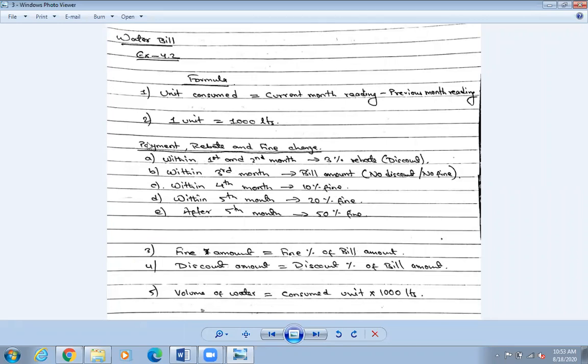Last time in the electricity bill also we have learned some of the terms like rebate. Rebate भने के हो? Rebate means discount. So when do you go for paying the bill? That will also determine.